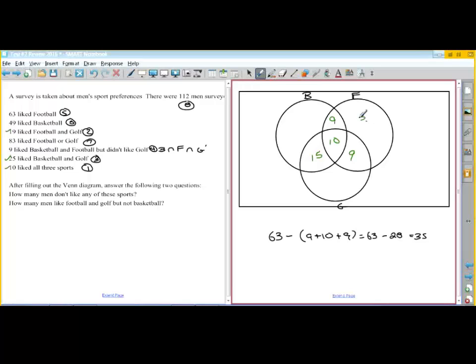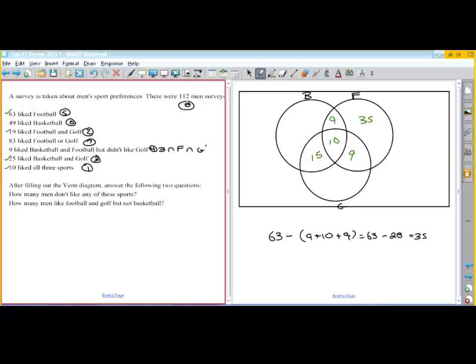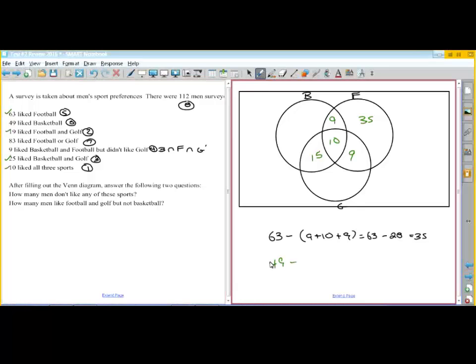63 minus 28 is 35. So 35 goes right here. So if I had this plus this plus this plus that, that gives me everybody likes football. Okay, so did that one. 49 like basketball. So we take 49, subtract the 3 that I've already got to take into account that are already in B. So it's going to be 15 plus 10 plus 9, which is 49 minus 34. So 15 plus 10 is 25. 25 plus 9 is 34. 49 minus 34 is 15. So this is 15 in the basketball.